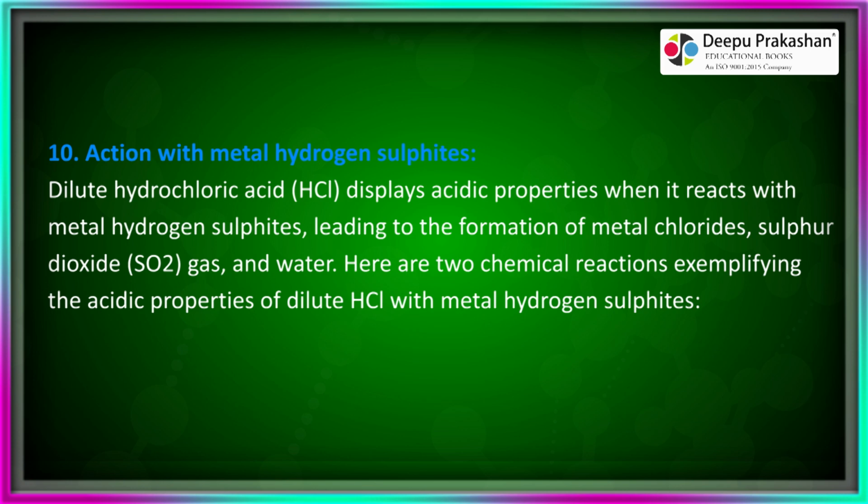10. Action with metal hydrogen sulfites. Dilute hydrochloric acid, HCl, displays acidic properties when it reacts with metal hydrogen sulfites, leading to the formation of metal chlorides, sulfur dioxide, SO2, gas, and water. Here are two chemical reactions exemplifying the acidic properties of dilute HCl with metal hydrogen sulfites.